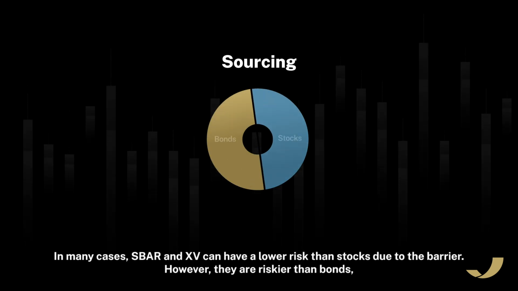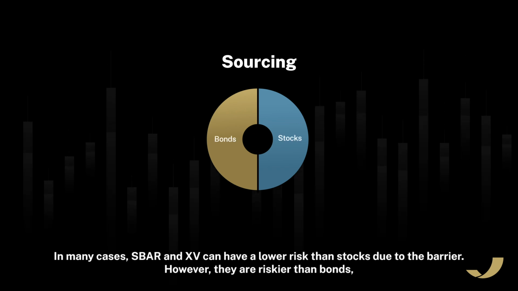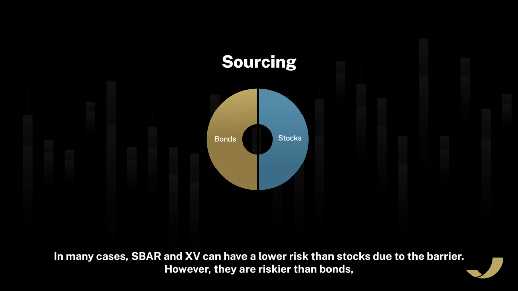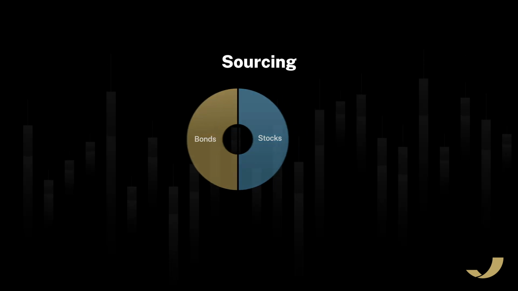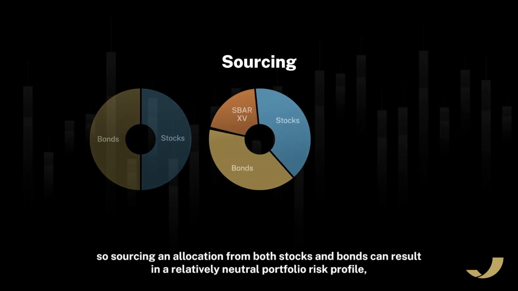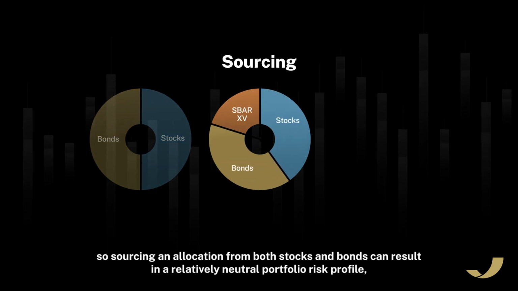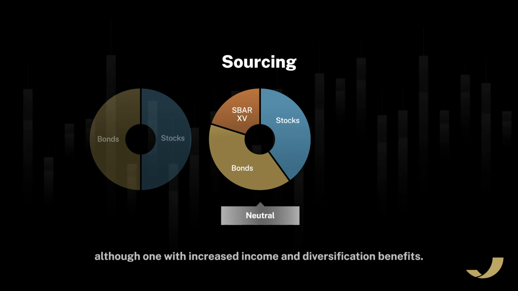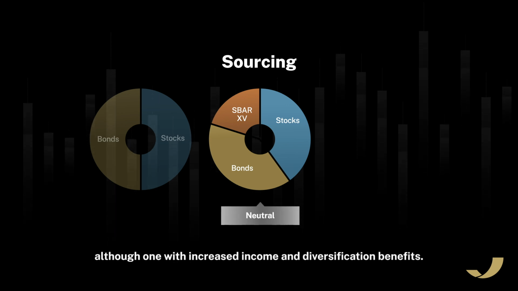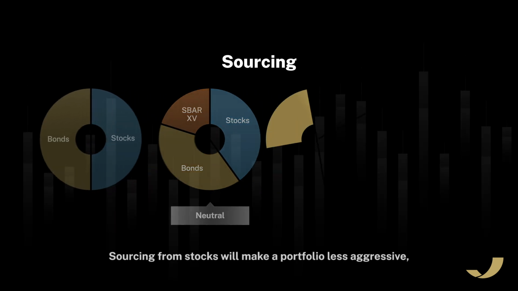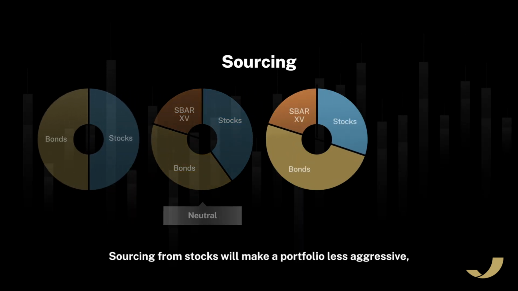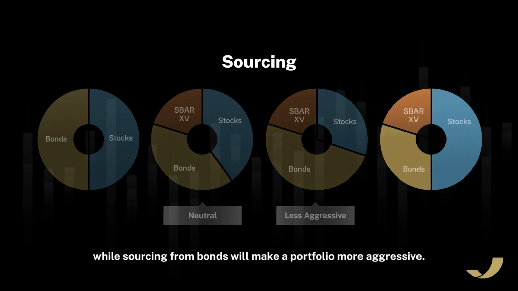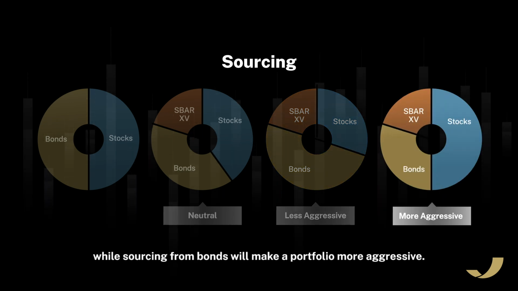In many cases, SBAR and XV can have lower risk than stocks due to the barrier. However, they are riskier than bonds, so sourcing an allocation from both stocks and bonds can result in a relatively neutral portfolio risk profile, although one with increased income and diversification benefits. Sourcing from stocks will make a portfolio less aggressive, while sourcing from bonds will make a portfolio more aggressive.